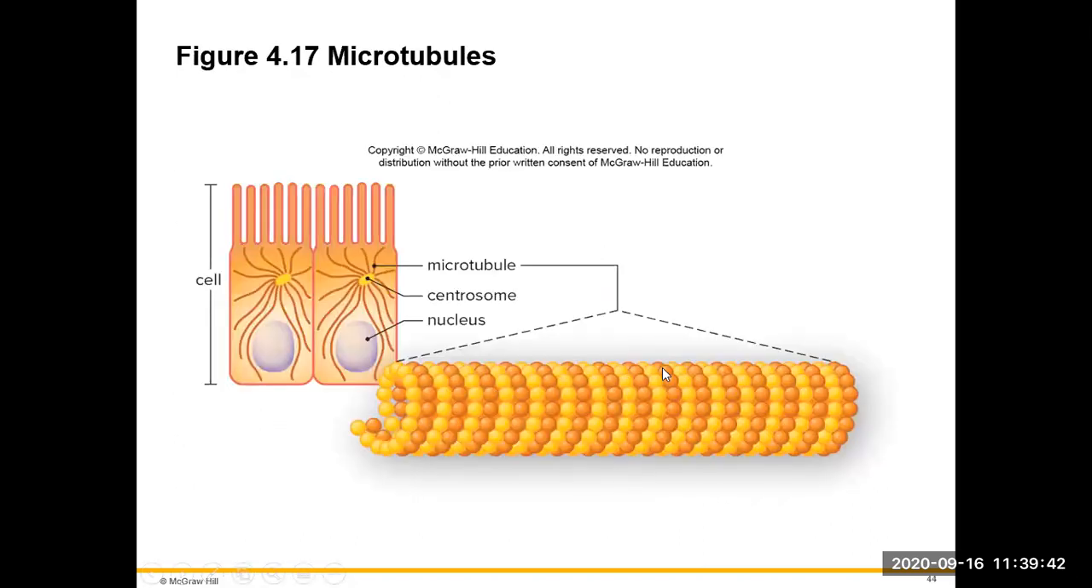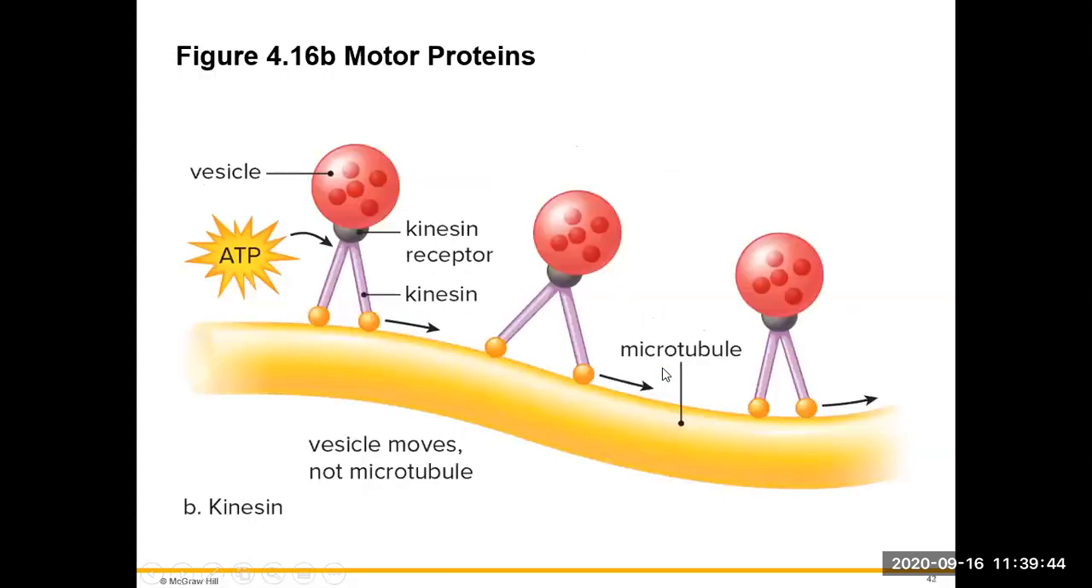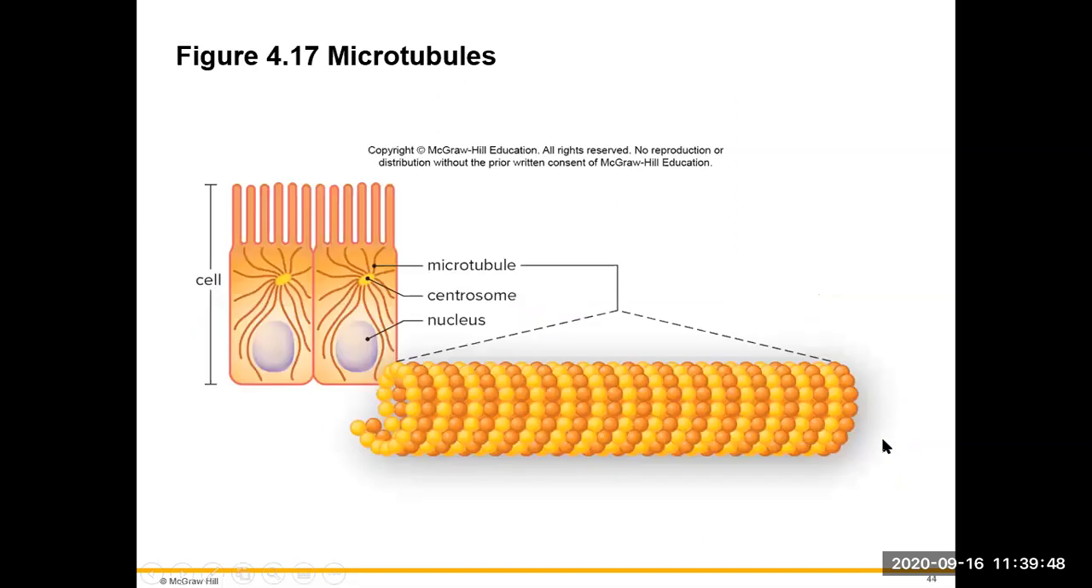This is how a microtubule actually looks. It doesn't look like this. It is not flat like this. It actually looks like this, with the orange, the yellow and the orange alternating, because it has alpha and beta subunits that are alternating, but it is hollow inside. It's like any kind of tube.